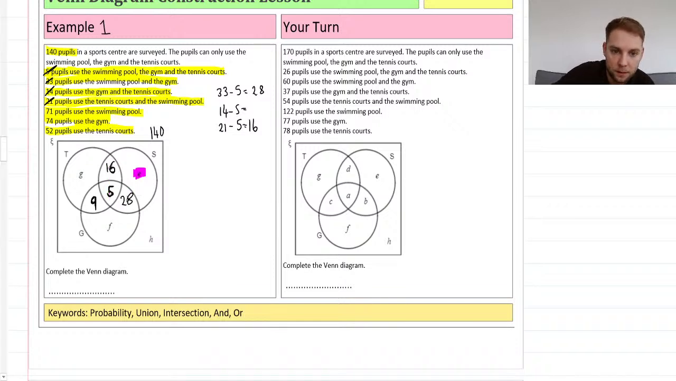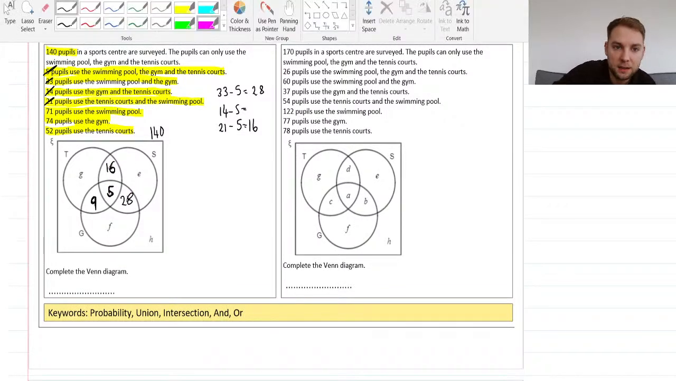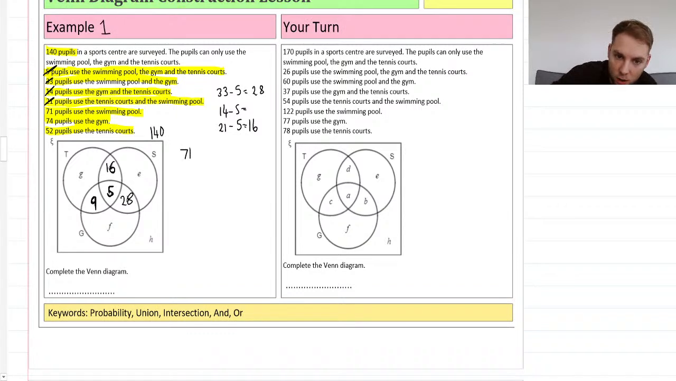So I've got here 71 minus 5 minus 16 minus 28. I'm going to have to do that on my calculator. So 71 minus 5 minus 16 minus 28 is equal to what's left over, which is 22.